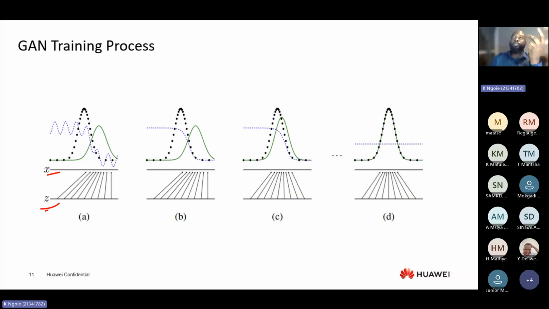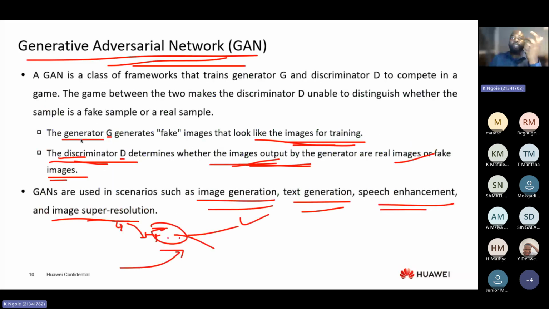The generator and the discriminator. What is the generator? The generator generates fake data that looks like real data. That can be images, text, sounds. Then you have the discriminator, which will distinguish between the real images and the fake images. The goal of the discriminator is to determine between the real images and the fake images.